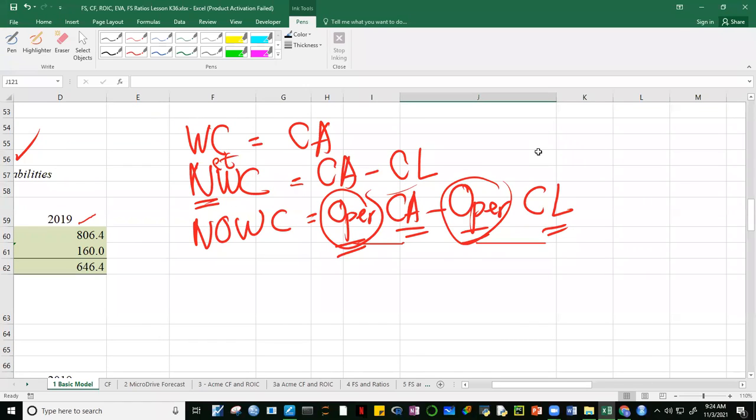By way of review, guys, we said that working capital is usually equal to your current assets, although in some books, in some references, I see working capital defined as current assets minus current liabilities. But for our purposes, we're going to follow the usual definition that working capital is equal to your current assets, and that your net working capital is the difference between your current assets minus current liabilities. Now, net operating working capital, on the other hand, includes this descriptor operating for both current assets and current liabilities.